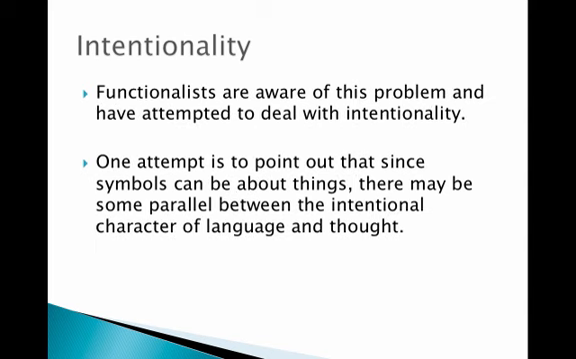So functionalists are aware of this problem, though. Some of them actually do want to say that, no, we can explain it all. We're not just a part of it, we're the whole of it. We can explain all of it. So how would they respond? Well, one attempt is to point out that since symbols can be about things, there may be some parallel between the intentional character of language and thought.